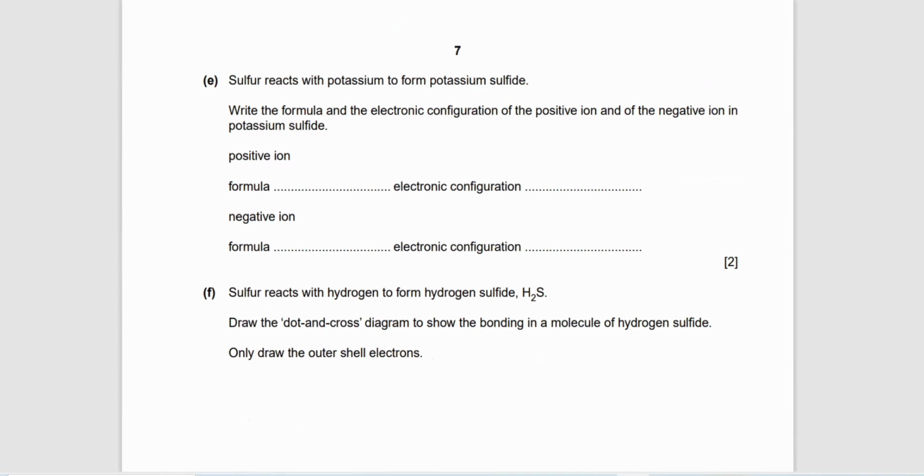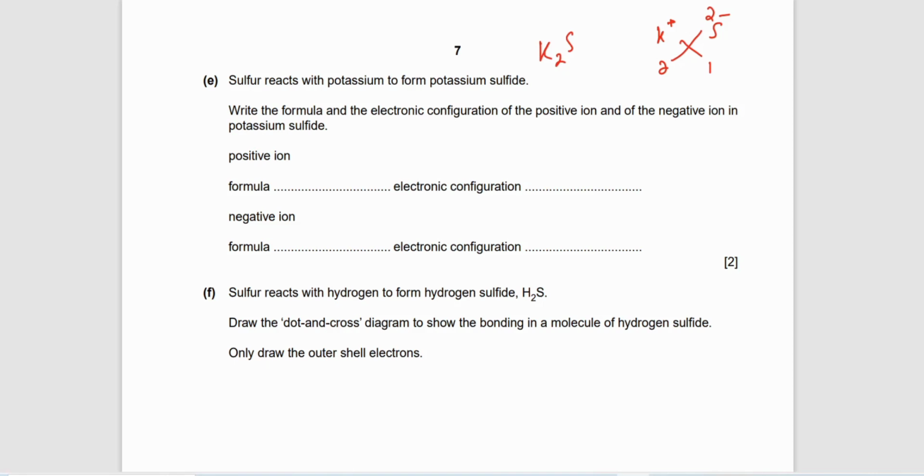Sulfur reacts with potassium to form potassium sulfide. Okay, K2S, because you know that potassium has a plus charge, K+, and sulfur has a minus 2 charge. Okay, so it is a metal and a non-metal, K2S. Okay, this will be ionic.